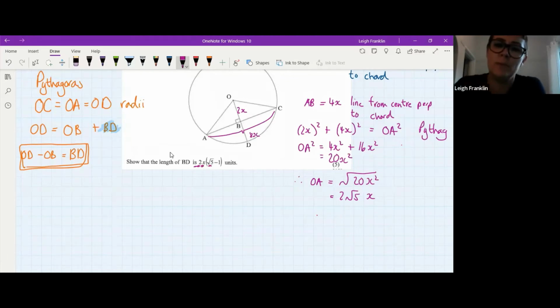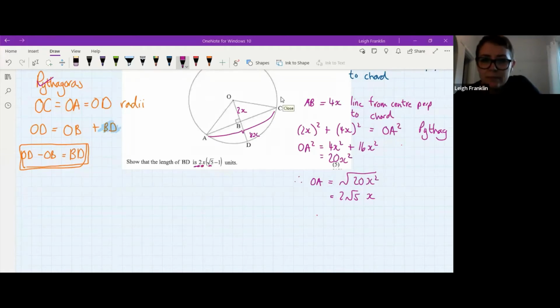Well, now that we've established how long OA is, what do we need to do now? So we've done Pythagoras. What do you think we need to do now? Grade 11s and matrics, what do you think the next step in our problem is going to be? Remember, okay, Liam Ogilvy, go for it. Liam?